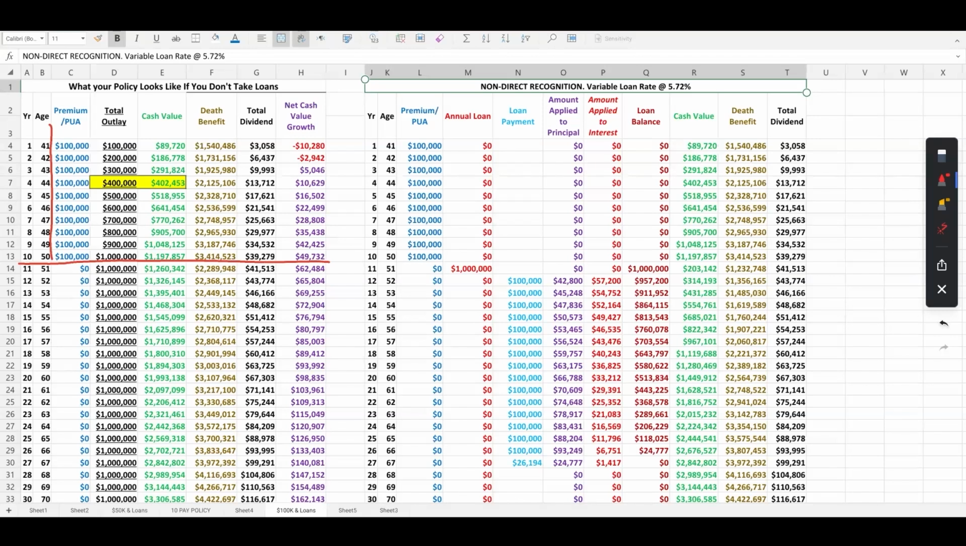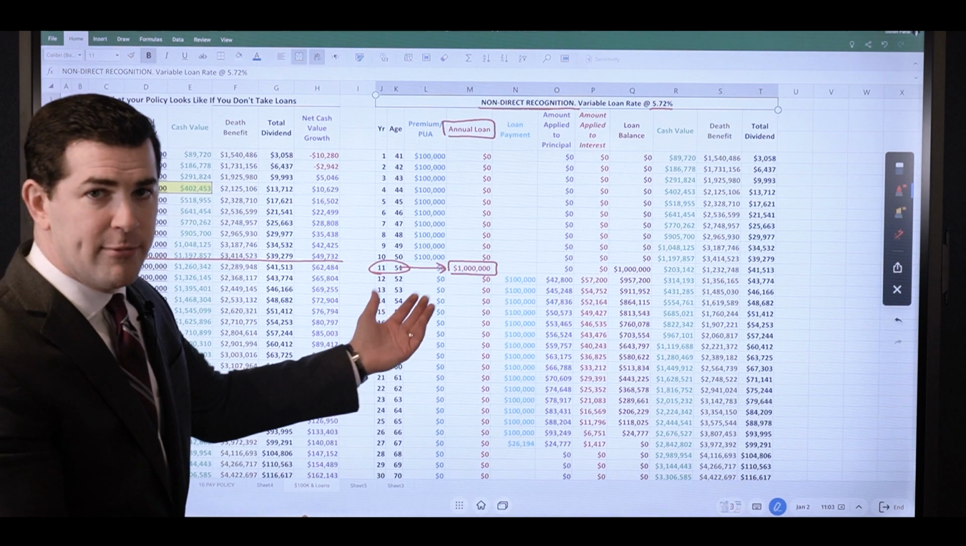Variable loan, 5.72%, a non-direct recognition policy. In this example, we're going to do a couple things. First, we'll take a $1 million loan. You can take policy loans anytime. Most people do take loans while they are funding the policy. I did it in year 11 just because it's easy. I'm not making any more premium and PUA payments.